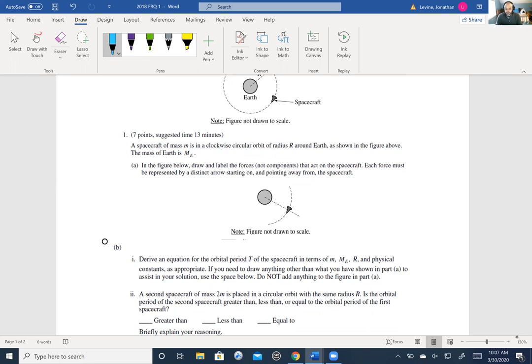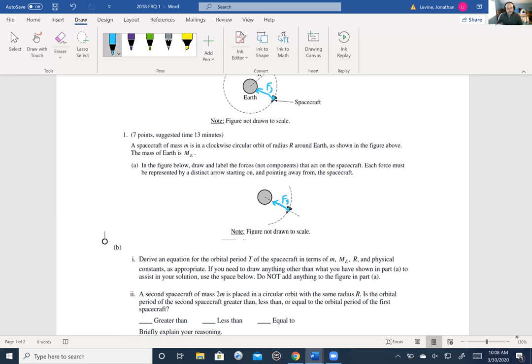Yes, F_G, or force of gravity. And that force of gravity will point us towards Earth. Technically, that force of gravity would also act on Earth, pointing towards the spacecraft. On the figure below, right along this dashed line is where we should draw our F_G. It doesn't matter how long we make this arrow because we're not drawing it to scale. It just says to make a distinct dot and show our arrow pointing away from the spacecraft.